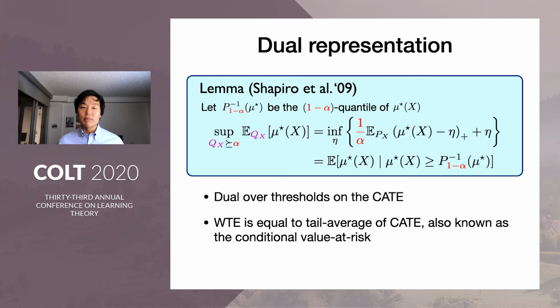So to make this more tractable, here we have a dual form that's due to Shapiro et al., which shows that the worst case treatment effect is equal to a tail average after some threshold eta, and eta is the dual variable. And the optimal dual variable eta is obtained at the 1 minus alpha quantile of the CATE. And this dual form illustrates that the worst case treatment effect cares about people who have really bad treatment effects, in particular larger than the 1 minus alpha quantile of the CATE. And this tail average is also known as the conditional value at risk in operations research and finance, and it's a very popular risk measure.